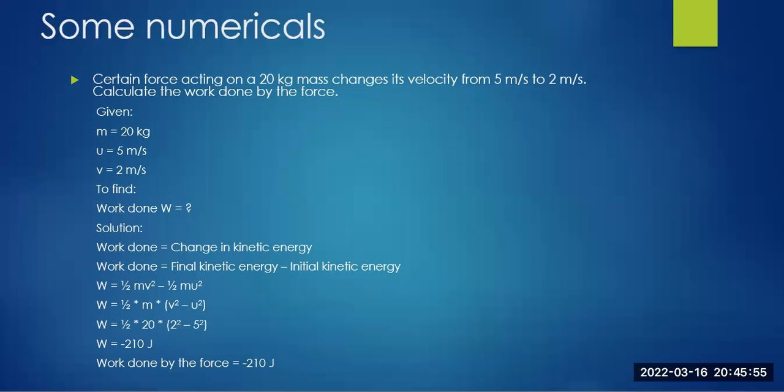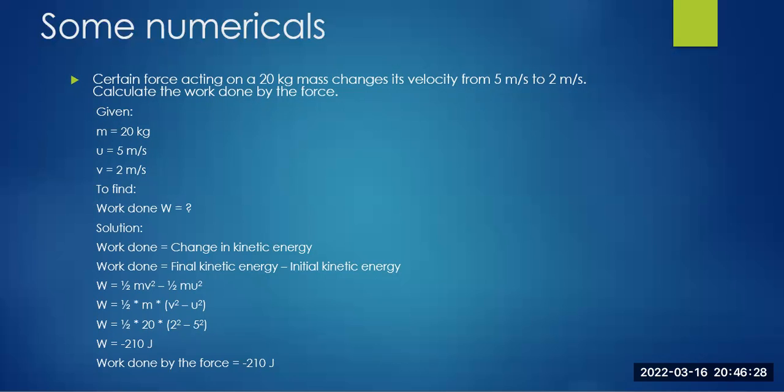Now the solution. In the previous slide, we had discussed that work done is equal to change in kinetic energy. That is, work done is equal to final kinetic energy minus initial kinetic energy. By substituting appropriate values, we get W is equal to half mv square minus half mu square. We rearrange the terms, thereby getting W is equal to half into m into bracket v square minus u square.